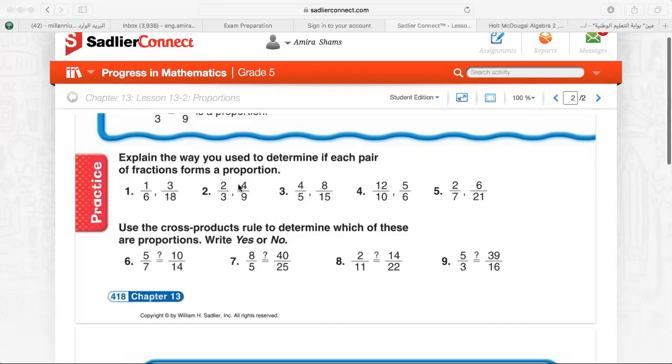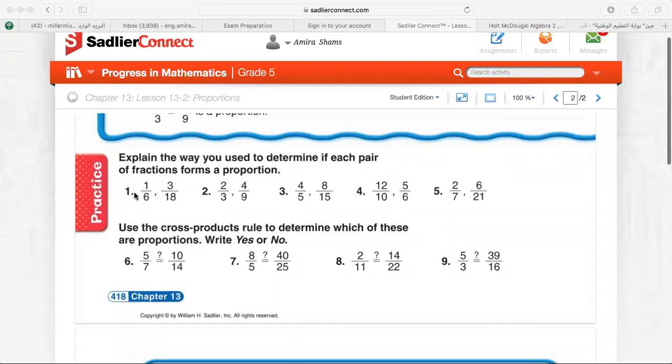Excellent. Can anybody tell me the second way? Yes, Miral, what is the second way? The second way is to cross like scissors, and if the numbers are the same. Yes, when I multiply the cross numbers together, they are going to give me the same product. Thank you so much, Miral and Lujine.